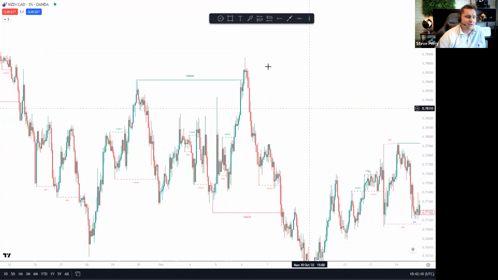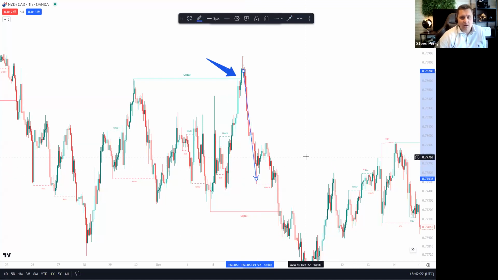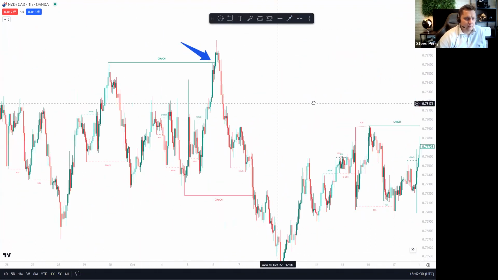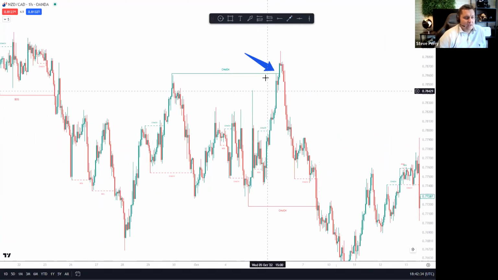See what I'm saying? Broke structure right here, had a change of character. You're thinking buy, right? I'm thinking buy. We're all thinking buy. And then what happens? It just sometimes doesn't work out. Sometimes it just doesn't, and it doesn't even come back until much, much later, right? So yeah, I think we just have to be careful with some of these.